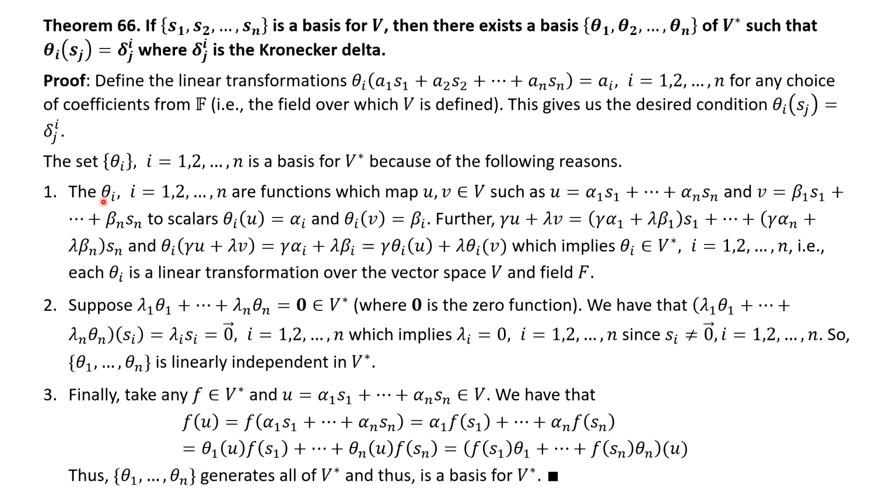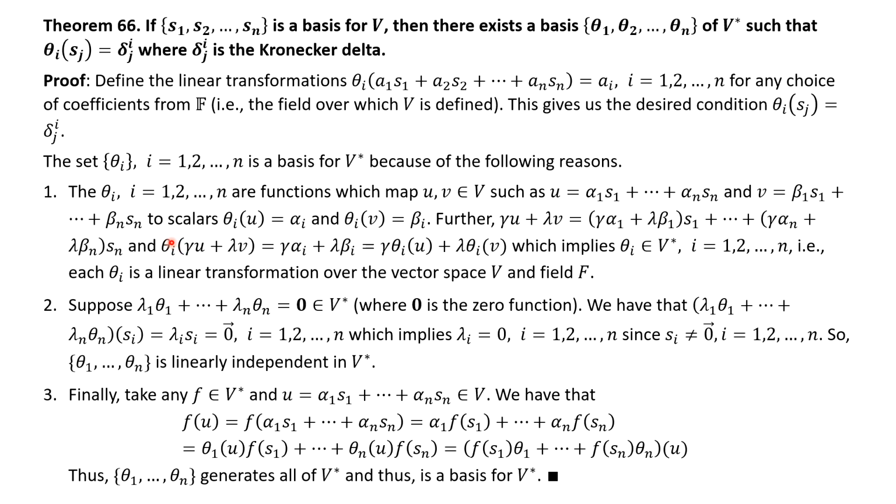Even though these are functions, we need to show they are linear transformations. So we take u and v from V, and write u and v as linear combinations of the basis vectors for V, which I've done here. And then we note that theta sub i of u equals alpha sub i, from the definition here, and theta sub i of v equals beta sub i. Then we'll take a linear combination, shown here, multiply it out, and then collect the coefficients for each one of the basis vectors, which I've done here.